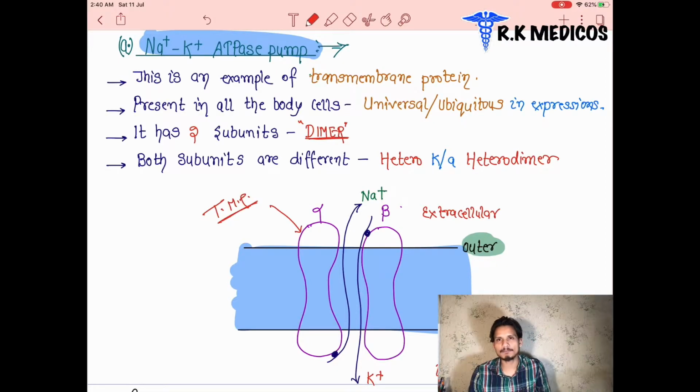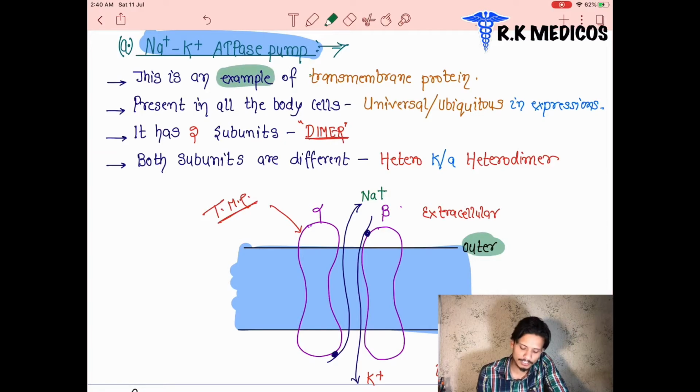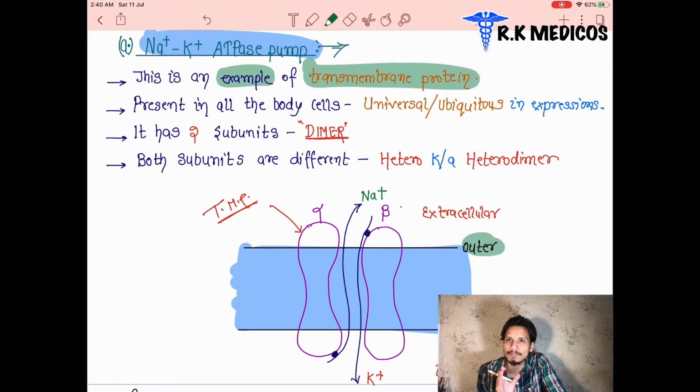These transmembrane proteins, the sodium potassium ATPase pumps, are present everywhere in our body. They are expressed in the whole body, which is why they are called the universal pump or universal expression. First point, they are situated inside the cell membrane, that's why they are transmembrane, and they are present in all body cells.